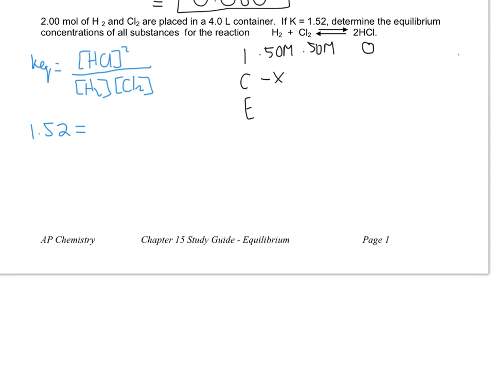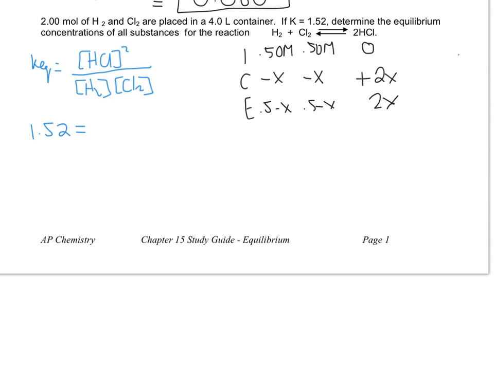If the H2 decreased by X, then the Cl2 would also decrease by X, and the HCl would increase, but it would increase by 2X because it's a 2-to-1 ratio from the stoichiometry in the reaction. So then the net, which is my equilibrium, is 0.5 minus X, 0.5 minus X, and 2X.